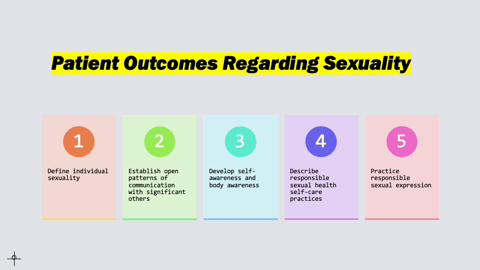So in this case, our goals or our outcomes would be something like the patient will define individual sexuality, establish open patterns of communication with significant others, develop self-awareness and body awareness, describe responsible sexual health self-care practices and identify appropriate resources, and practice responsible sexual expression. Specific patient outcomes depend on the nature of the patient's problem or concern. Expected outcomes should be patient-oriented, that is, something that the patient desires to do or has the ability to accomplish. So, for example, it is not enough to advise a method of birth control, rather the nurse needs to know which method the patient is motivated to use.